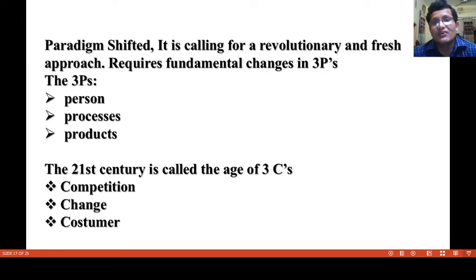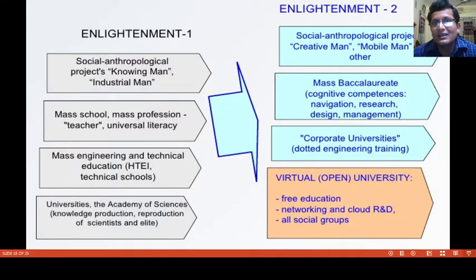Paradigm shifted. It is calling for a revolutionary and fresh approach that requires fundamental changes in three P's. The three P's stand for person, processes, products. The 21st century is called the age of three C's: competition, change, customs. Enlightenment 1 and 2. Social anthropological projects: knowing man, industrial man; creative man, mobile man, and others. Mass school, mass profession, teacher, universal literacy. Mass baccalaureate, cognitive competences: navigation, research, design, management. Baccalaureate means the exam for qualifying the participant in higher education.